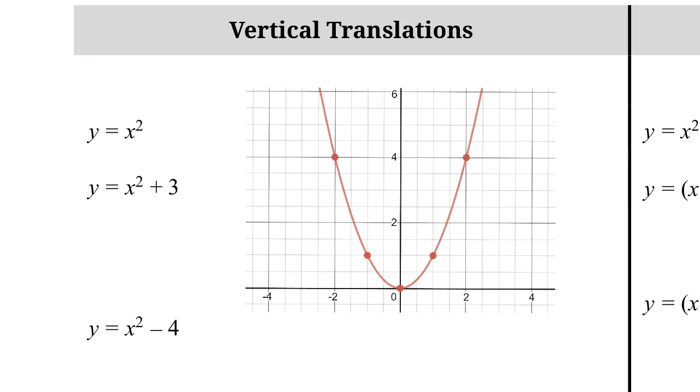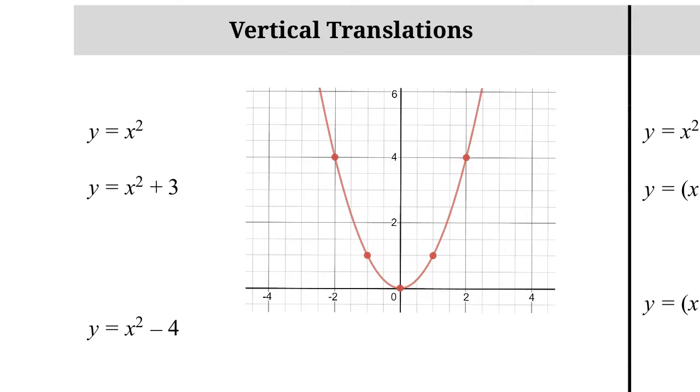Now, like we mentioned before, we are always going to start with our parent function of y equals x squared, and that is the graph that you see in front of you on the screen. So I went ahead and plotted the same points from our table of values that we just created, and that creates our parent function of y equals x squared. Now, what happens if I were to add on to the equation y equals x squared? So let's say, for instance, I turned it into y equals x squared plus 3.